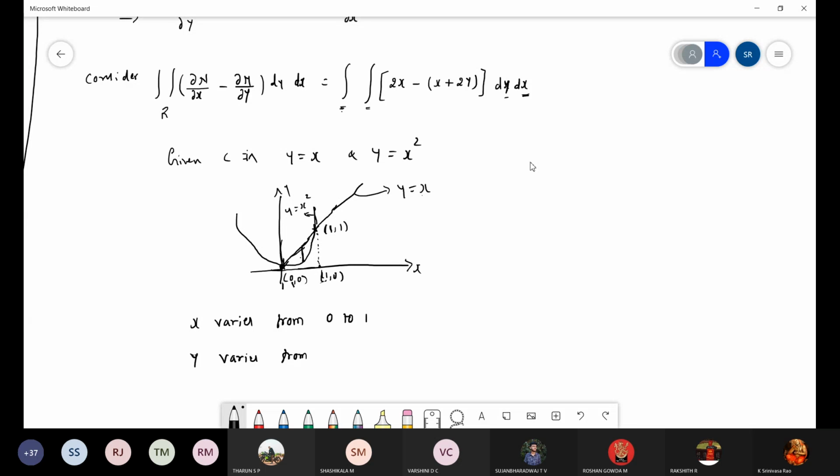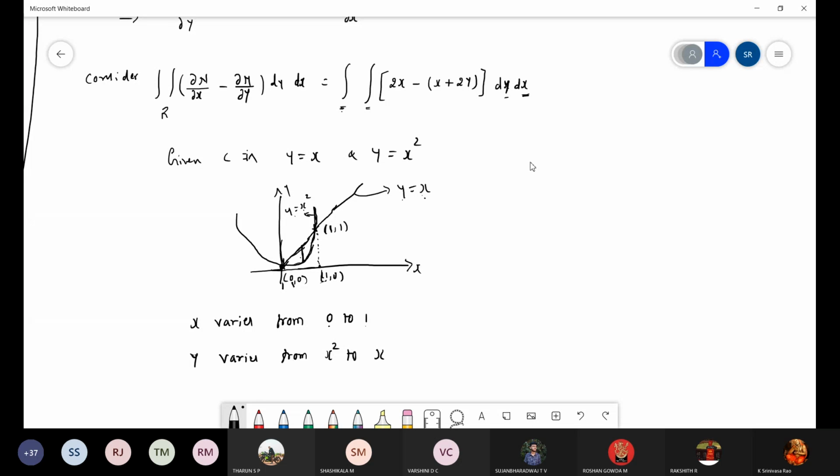What does this first curve, the lower curve, represent in the diagram? This curve represents y equals x square. So y varies from x square to what is the end point? This straight line, y equals x. So this is the limit of y. I hope you understand. One should be constant, another should be variable.